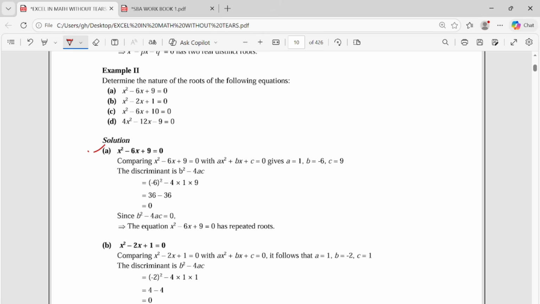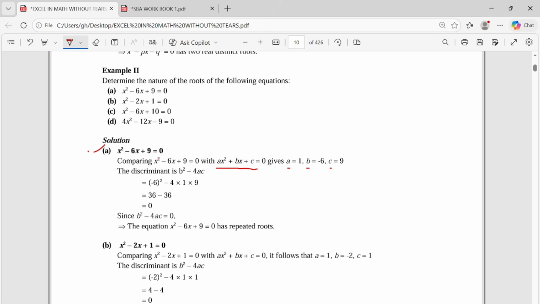So you realize that if this is your equation 1, you try to compare it with the general equation of a quadratic equation. The general format of a quadratic equation is ax squared plus bx plus c. Why do you compare it? We need to find out the value of a, the value of b and the value of c. So if you compare, you realize that the value of a here is 1, the value of b is -6, and the value of c is 9.